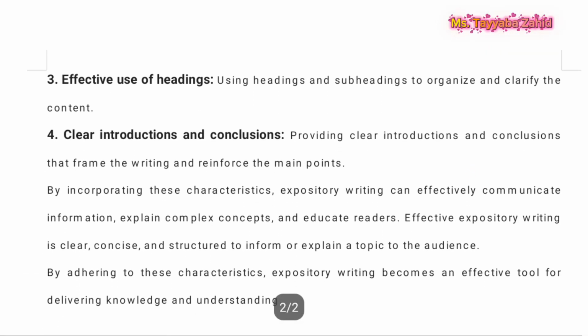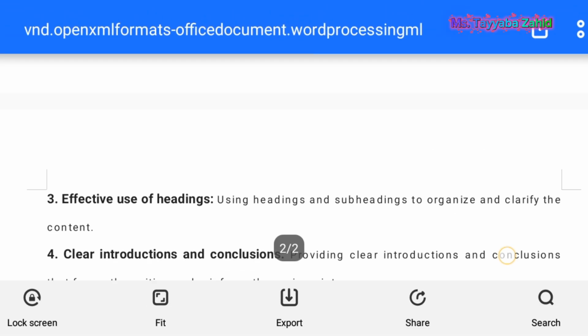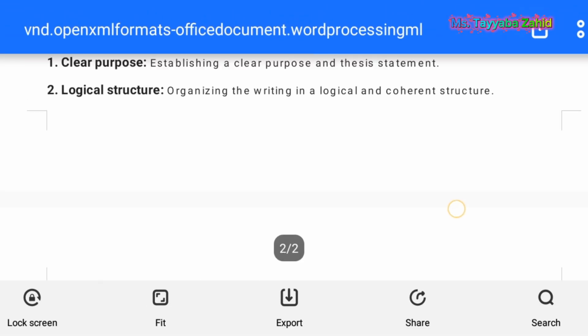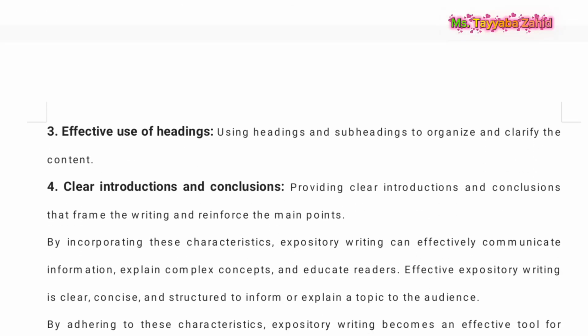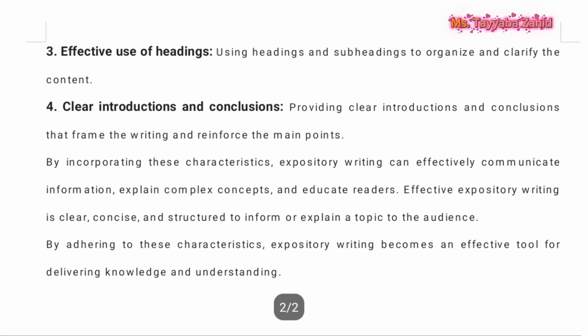Effective use of headings. This is the step at which you have already almost done your text. Basically, now you are responsible to organize or to present your text in an acceptable or suitable way. So check whether the purpose around which you are revolving is clear, your text is logically structured, you provided different headings for your text, and you have provided clear-cut introductions and conclusions for your text. Providing clear introductions and conclusions that frame the writing and reinforce the main points.